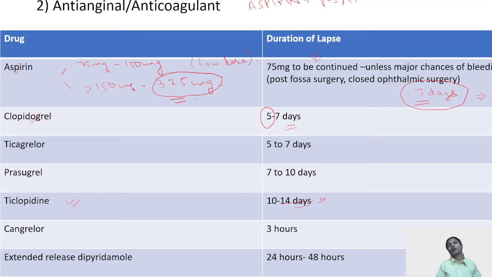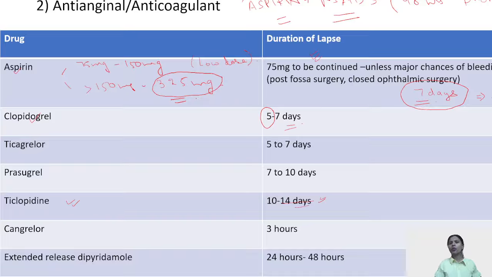Okay, if the patient is on NSAIDs and aspirin, the NSAIDs have to be stopped 48 hours prior to surgery. This is like a star marked question. If the patient is on aspirin plus NSAIDs, the NSAIDs have to be stopped 48 hours prior to surgery.